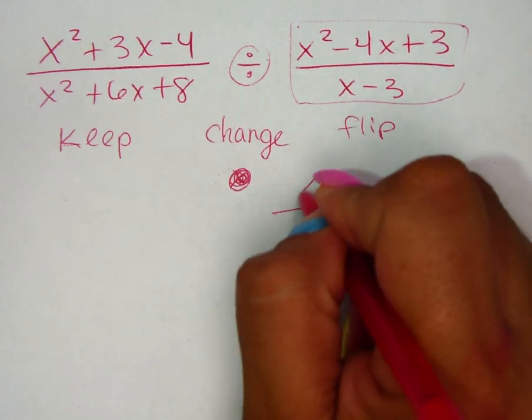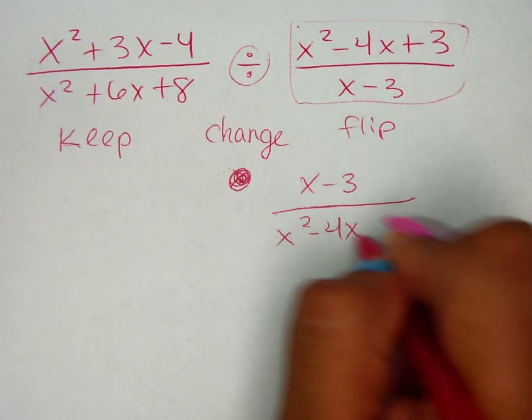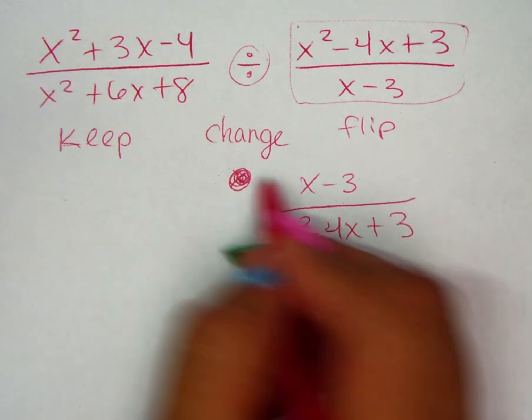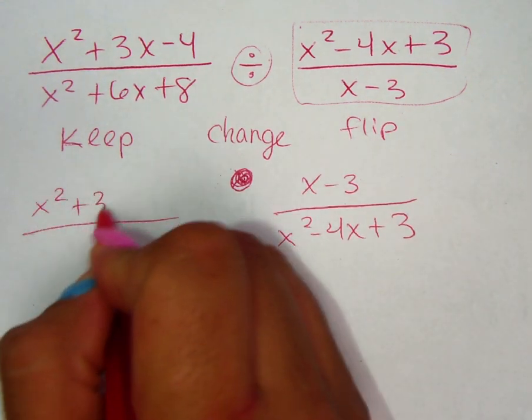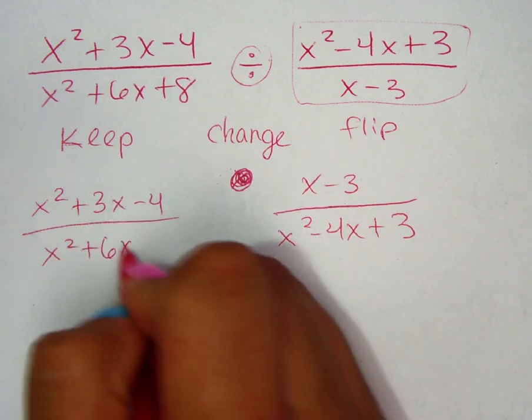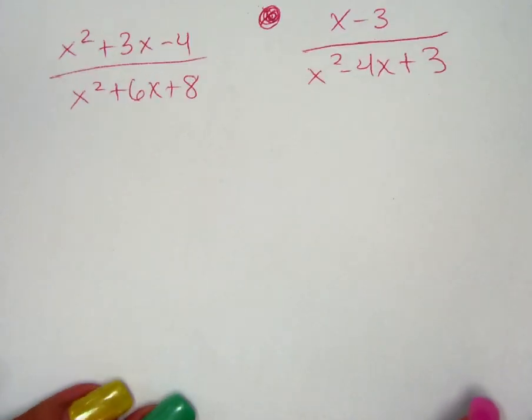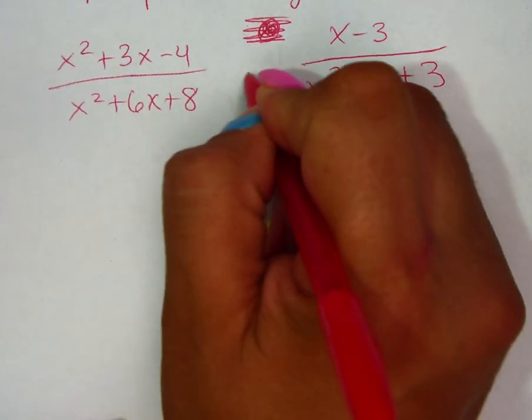So we're going to have x minus 3 in the numerator, and then x squared minus 4x plus 3 is the denominator for this part. This one stays the same, so we have x squared plus 3x minus 4 over x squared plus 6x plus 8. So we're going to end up technically multiplying these two. Disregard the dot being way up there. I'm just going to put it right here in the middle.